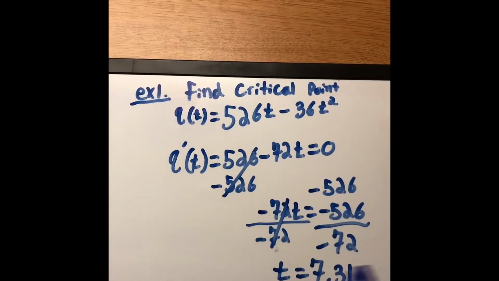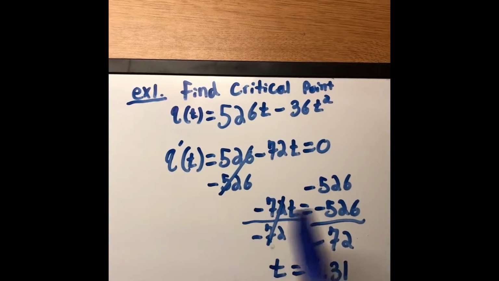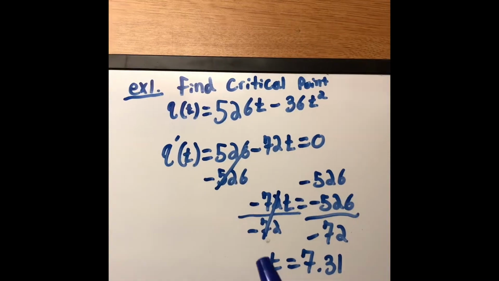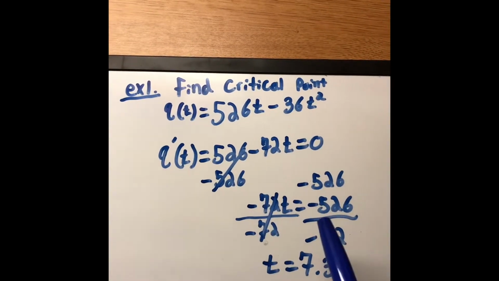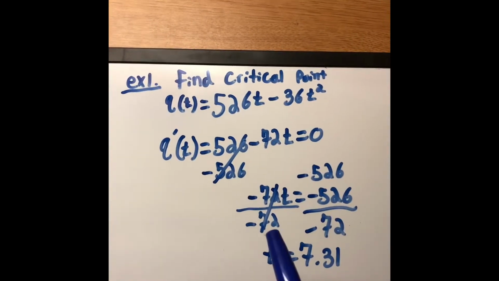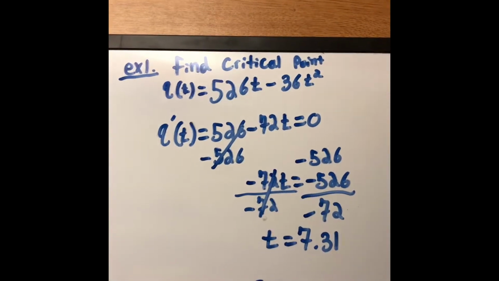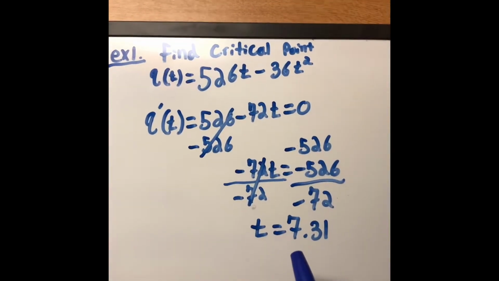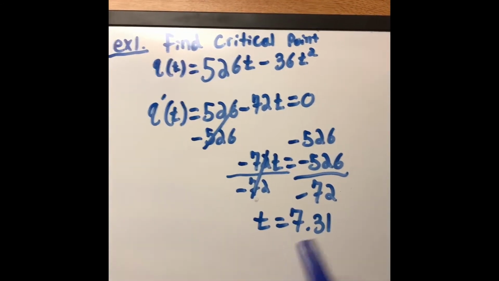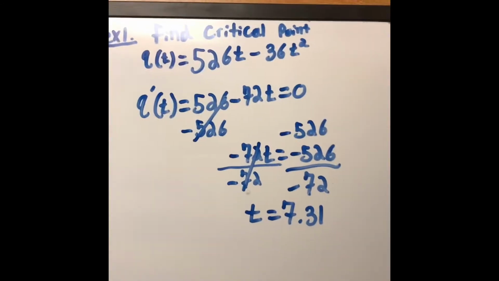So you solve for 0. You subtract 526 from the left and from the right, and then you get -72t = -526. Next, you divide both sides by -72, and you will get t = 7.31. And that right there is your critical point, which is a maximum.